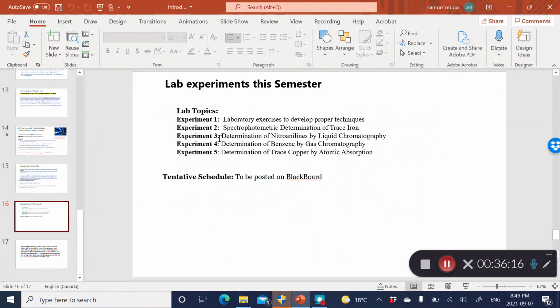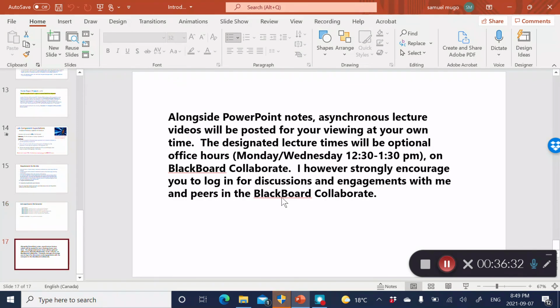So these are the 5 different labs that you are going to do this semester, and I think it's already been posted on your schedule, but also in the lab manual that's already posted on Blackboard. So this is how we're going to do it.